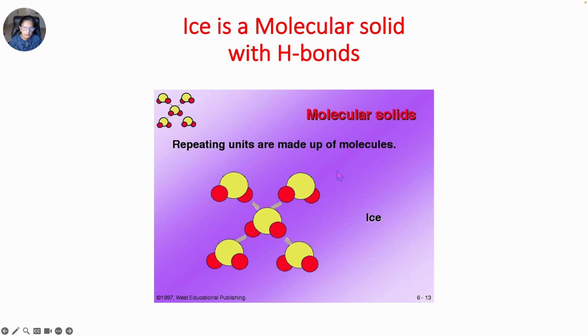Let's see the structure of ice. Ice is a molecular solid. Repeating units are made up of molecules. This is one water molecule. The yellow ball is H and the red balls are oxygens. And each of these H2O molecules are bound to each other by hydrogen bonds, because this oxygen is electronegative and this hydrogen is electropositive. So these two are bound by hydrogen bond, and these are all bound by hydrogen bond, and it is a molecular solid.